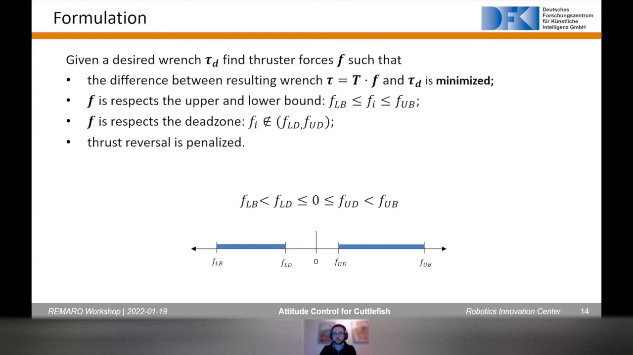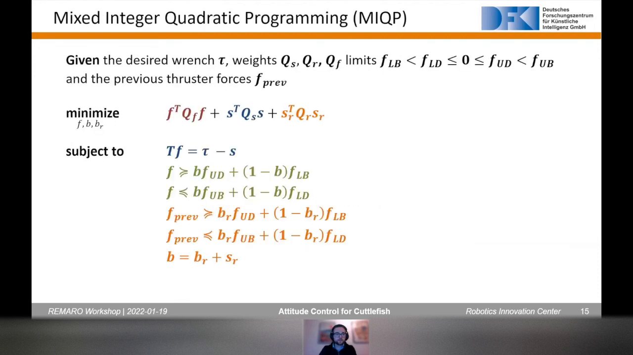Yeah, and as I said, thrust reversal should be penalized. And this was formulated into the following optimization problem. So let's start looking at the cost function. We see we have three terms here.